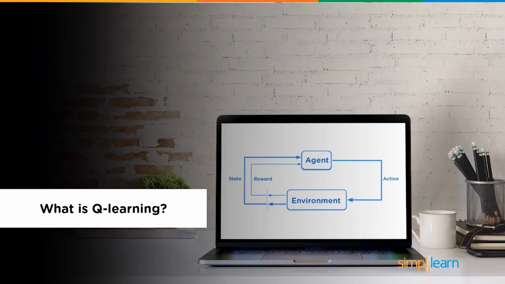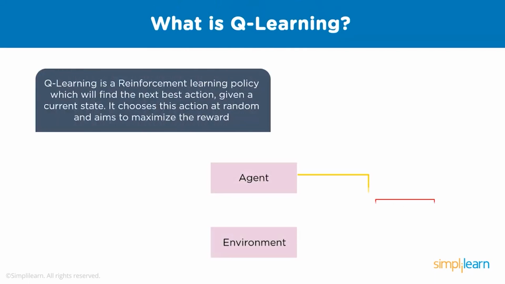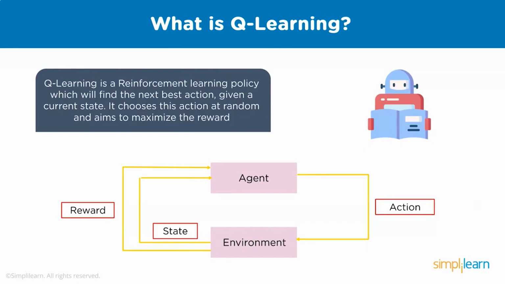So what is Q-learning? Q-learning is a reinforcement learning policy which will find the next best action given a current state. It chooses this action at random and aims to maximize the reward. Here's our standard reinforcement learning graph. By now, if you're doing any reinforcement learning, you should be familiar with this, where your agent takes an action, the action affects the environment, and then the environment sends back the reward or the feedback, and the state, the new state the agent's in. Where is it at on the chessboard? Where is it at in the video game? If your robot's out there picking trash up off the side of the road, where is it at on the road?